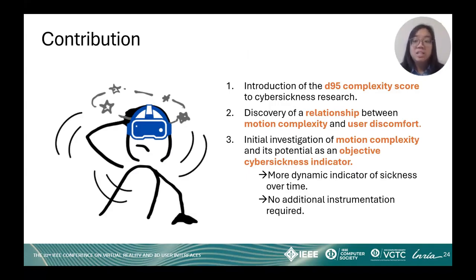To summarize, in this work we introduced applying the D95 complexity score to cybersickness research. By doing so, we uncovered a relationship between motion complexity and user discomfort. We also provide support for motion complexity as an objective cybersickness indicator. Motion complexity shows much promise as it is a more dynamic indicator that requires no additional instrumentation.